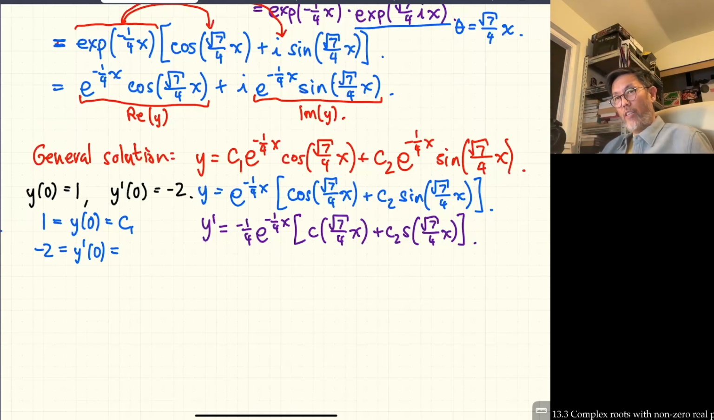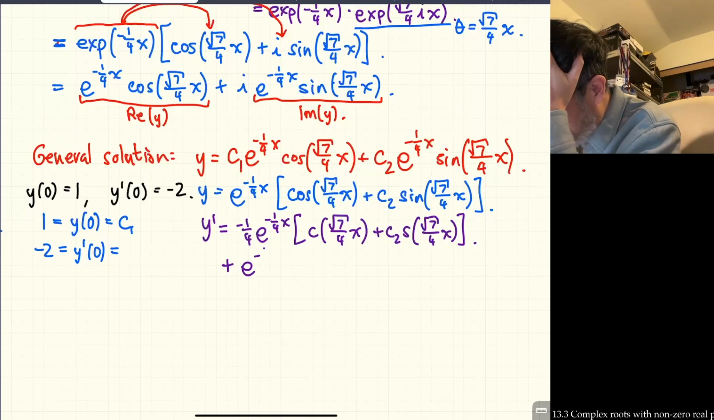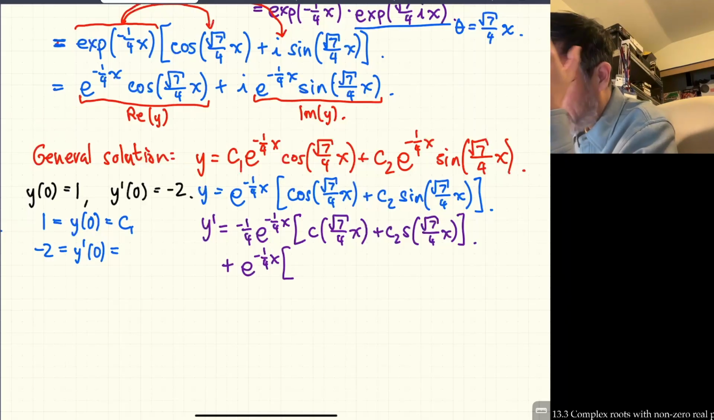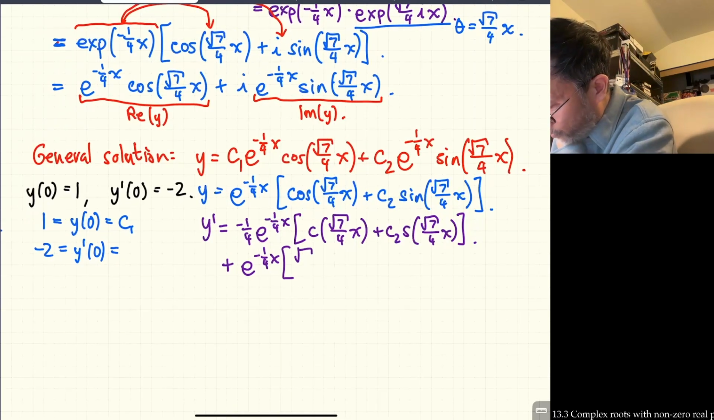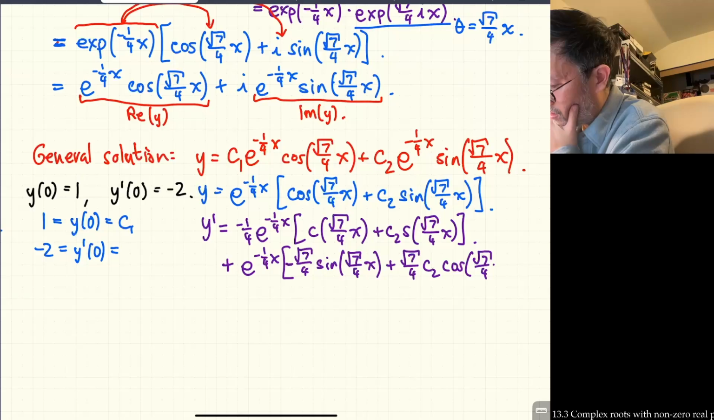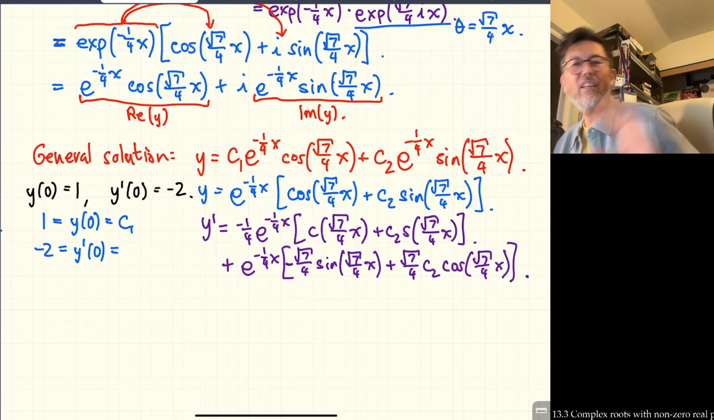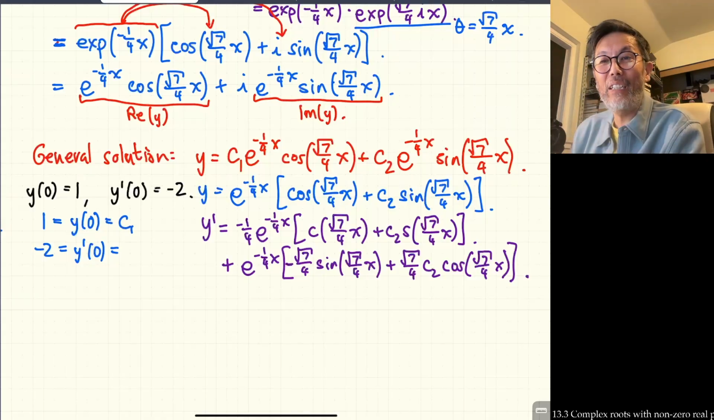Okay, so that's the first chunk of the product rule. But then we have a second chunk, which is e to the negative 1/4 x, the first piece left alone, times the derivative of what's inside the brackets in blue. That's square root of 7 over 4 with a negative sign, sine of square root of 7 over 4 times x, plus square root of 7 over 4 times C2 cosine of square root of 7 over 4 times x. Okay, that wasn't so bad. Right? That gives me y prime.